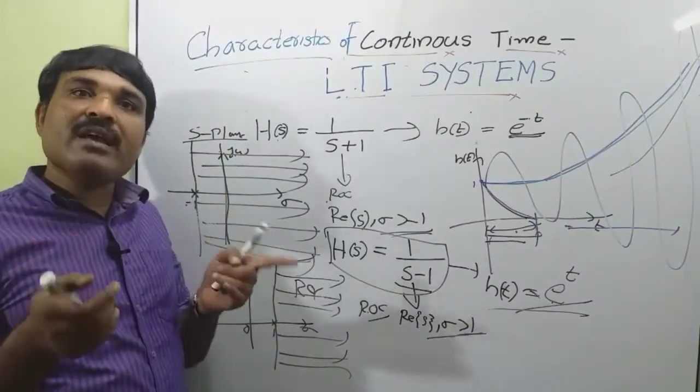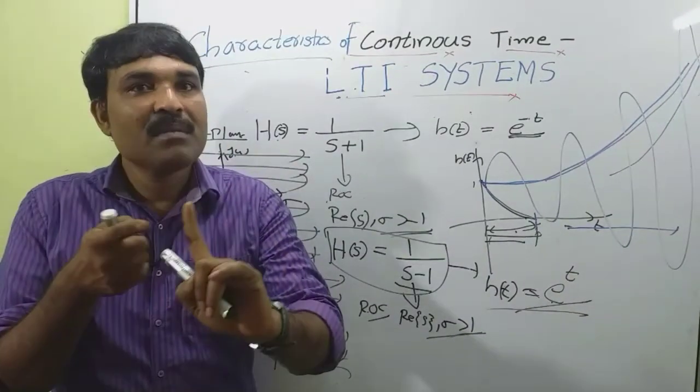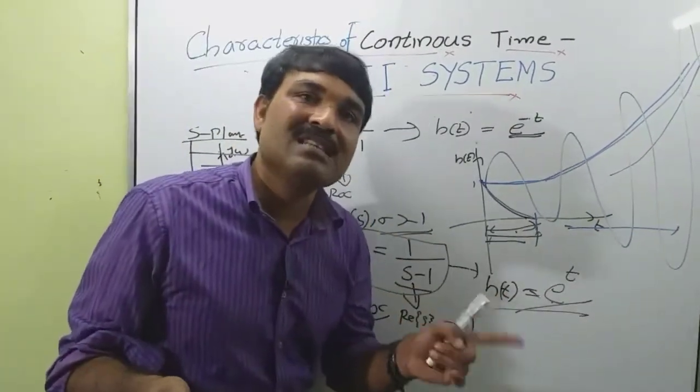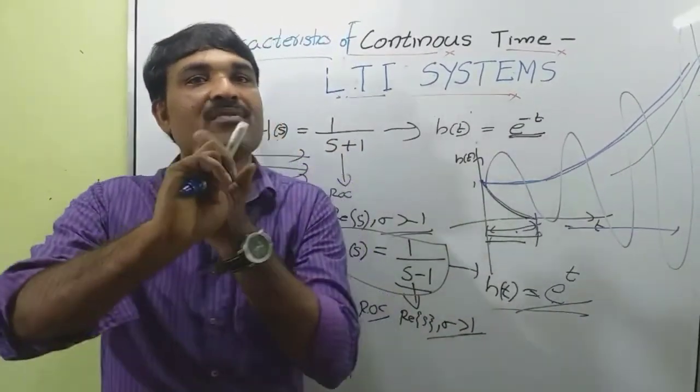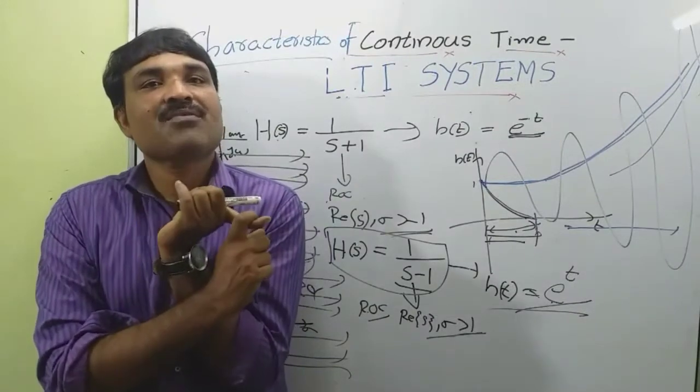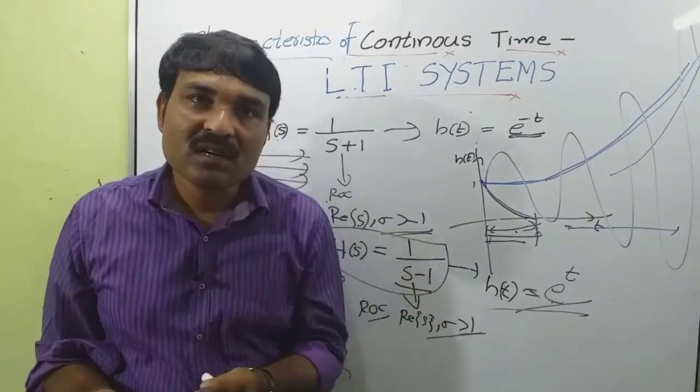Do zeros have any role in stability? Zeros have no role in stability. But the zeros will determine the speed of the response. So response speed can be determined from the zeros of the transfer function. But stability is determined from the poles of the transfer function.